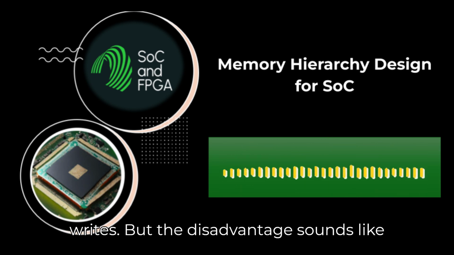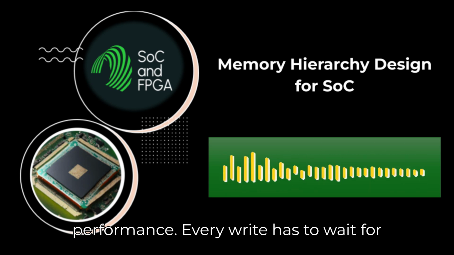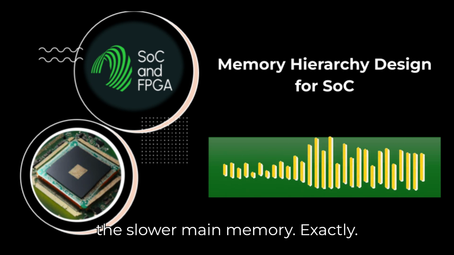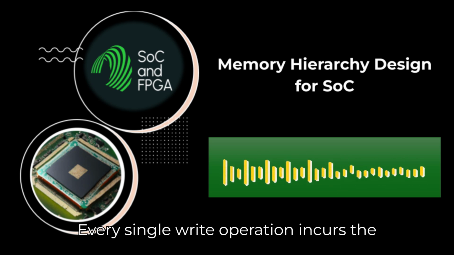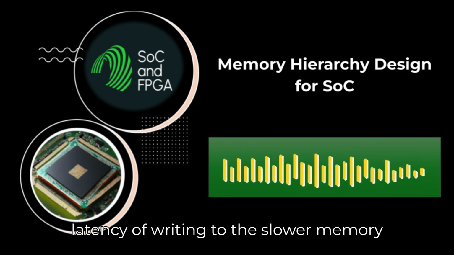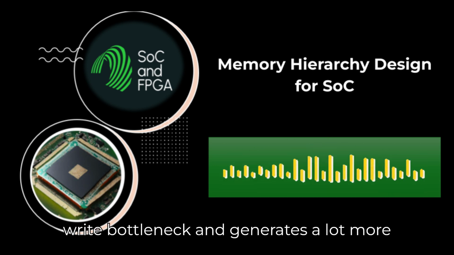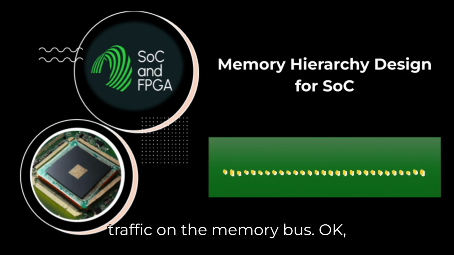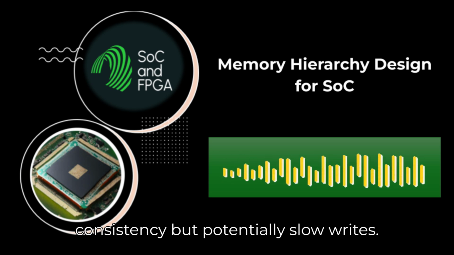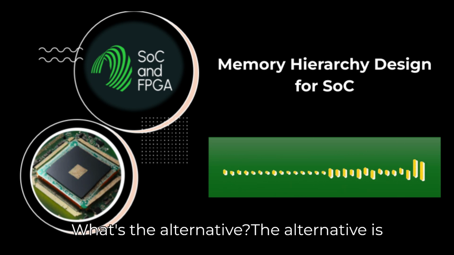But the disadvantage sounds like performance. Every write has to wait for the slower main memory. Exactly. Every single write operation incurs the latency of writing to the slower memory level. This can create a significant write bottleneck and generates a lot more traffic on the memory bus. Okay, consistency, but potentially slow writes. What's the alternative?